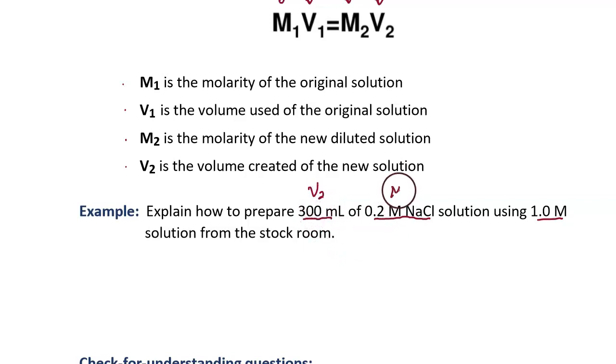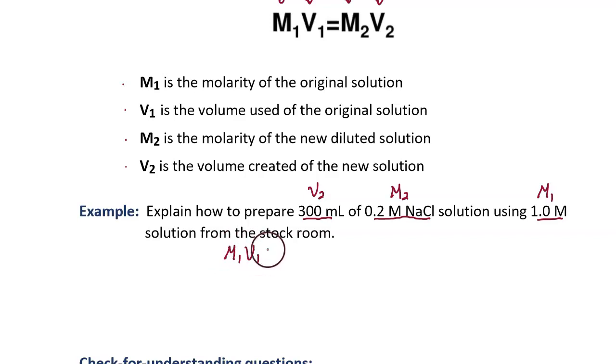This value is M2. This is the molarity of the solution we want to create. It's not the molarity we're starting with. We're starting with the 1.0 molar solution that's in the back supply room. This is M1. Nowhere in there does it specifically say V1, but that's the variable we don't know. So let's use the dilution formula to find the volume of that original stockroom solution.